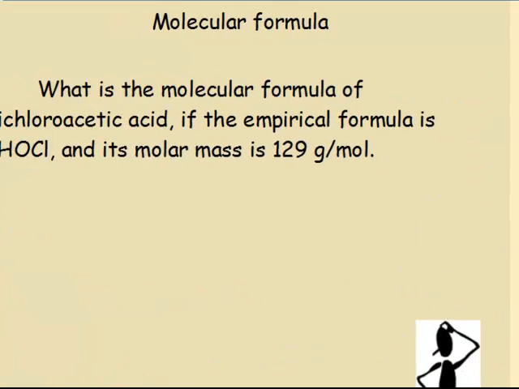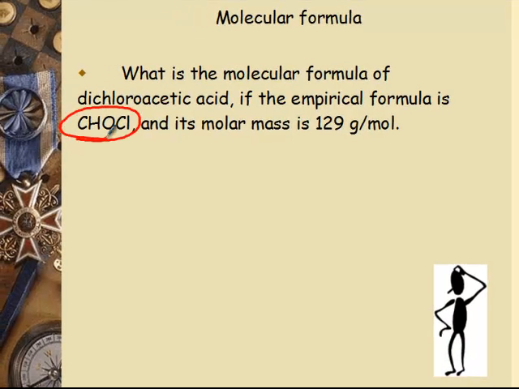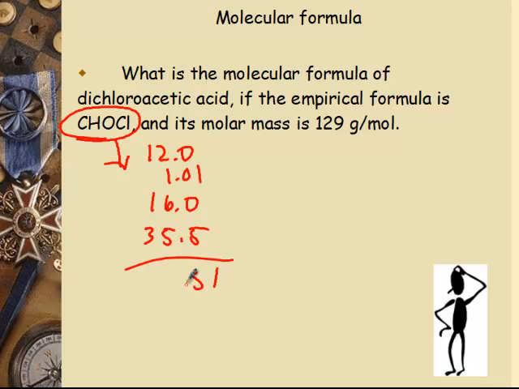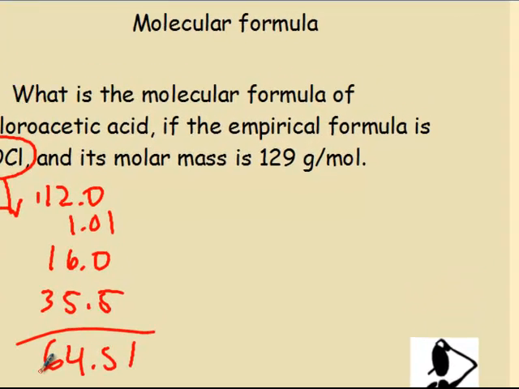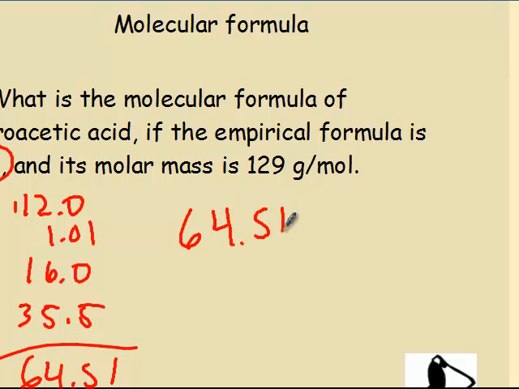Sometimes in the problem, you'll be given the empirical formula. This says the empirical formula is CHOCl, a 1 to 1 to 1 to 1 ratio between carbon, hydrogen, oxygen, and chlorine. So find the mass of that. 1 carbon, 1 hydrogen, 1 oxygen, and 1 chlorine. Add them up, 12, 13, 16, 35. So 64.51. So I want to know 64.51 times X equals 129.